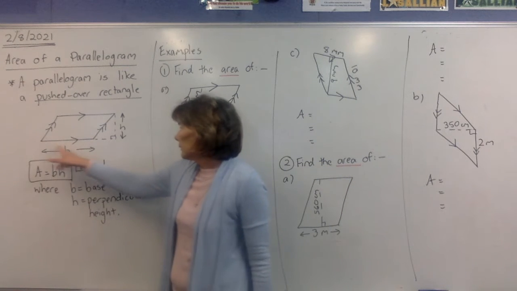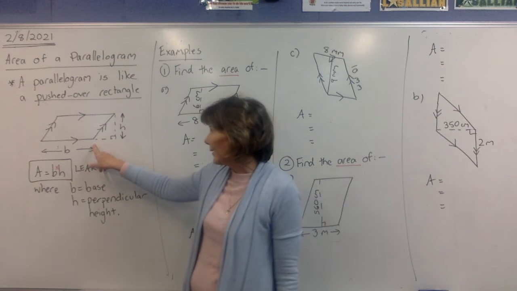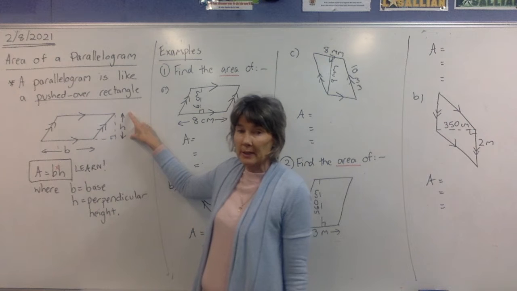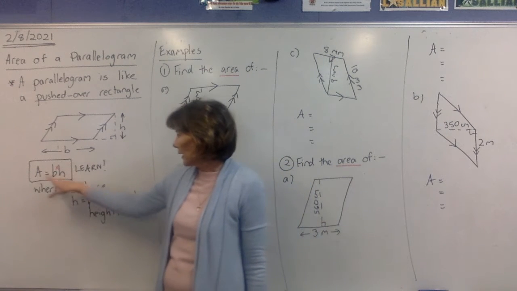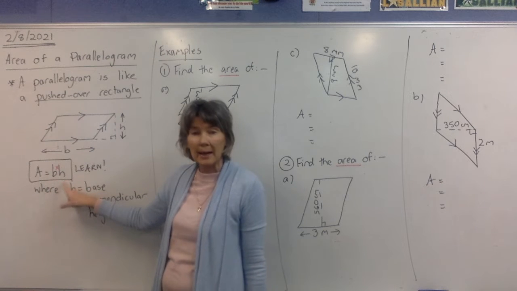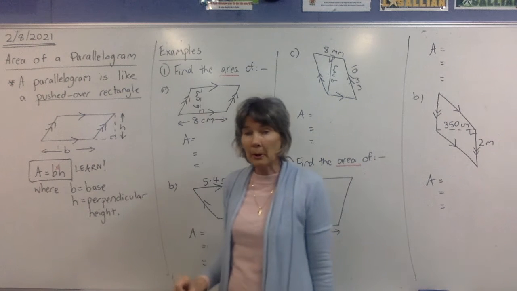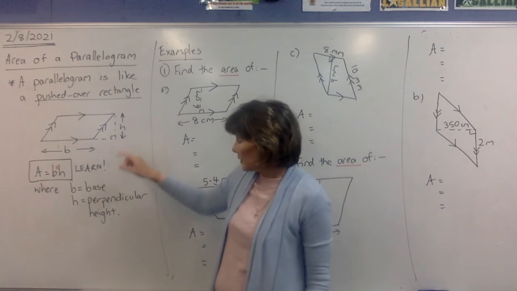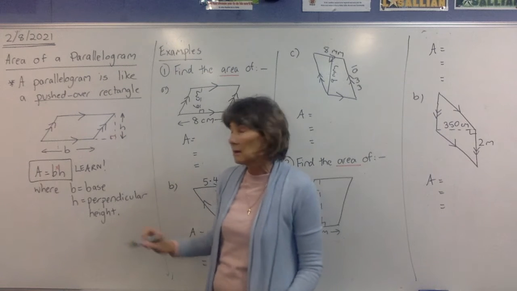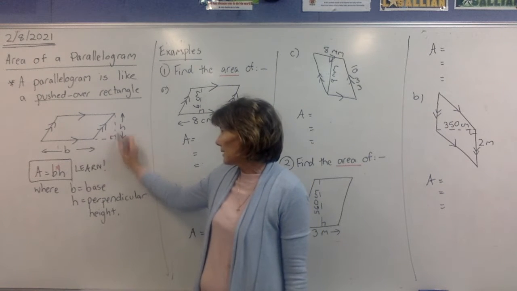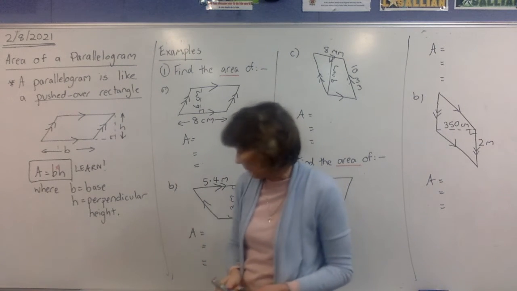But we call it the base, like we do with the triangle, and the height, the perpendicular height, like we do with the triangle. Okay, so we're doing A equals B times H, where B is your base and H is your perpendicular height. So it has to be at right angles to the base. I've extended the base here so you can see the right angle, but sometimes it's drawn inside the shape.